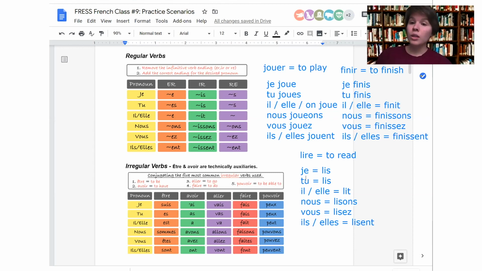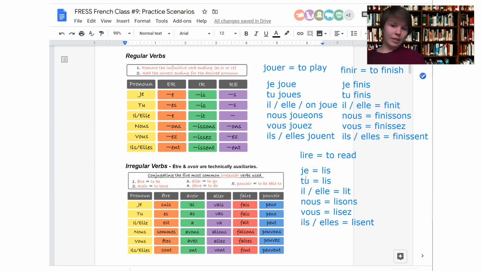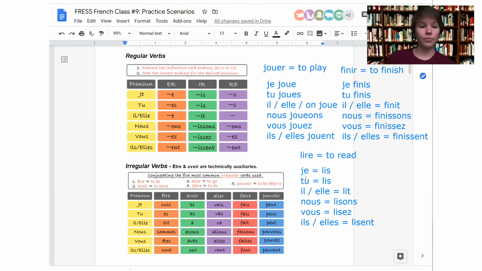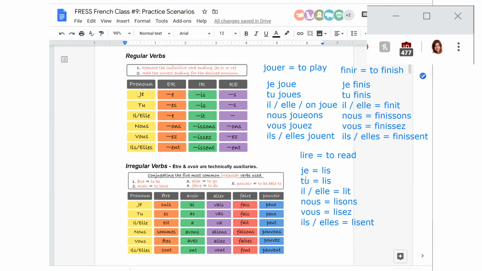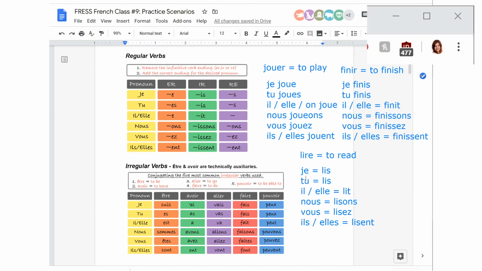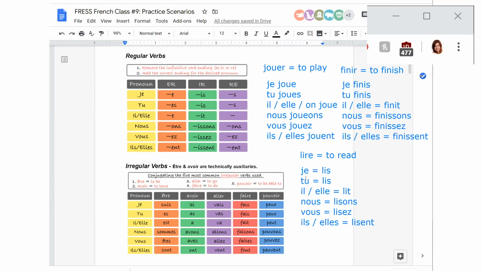Anyone else want to have a go at one that they're not sure about? I'll try avoir and aller. Cool. J'ai, tu as, il, elle a, nous avons, vous avez, ils, elles ont. Je vais, tu vas, il, elle va, nous allons, vous allez, ils, elles vont.